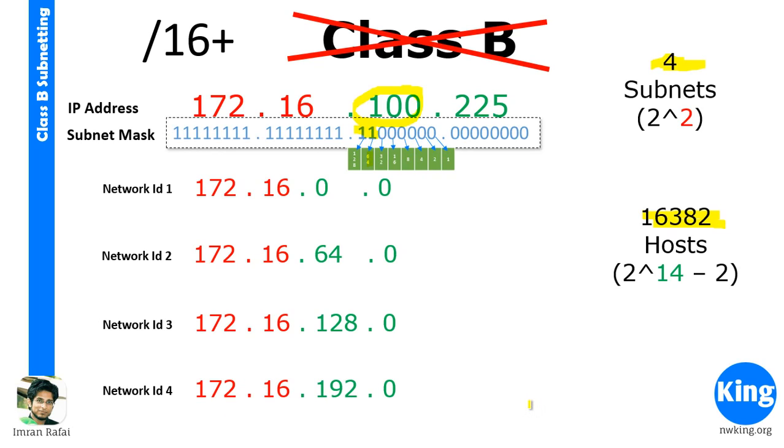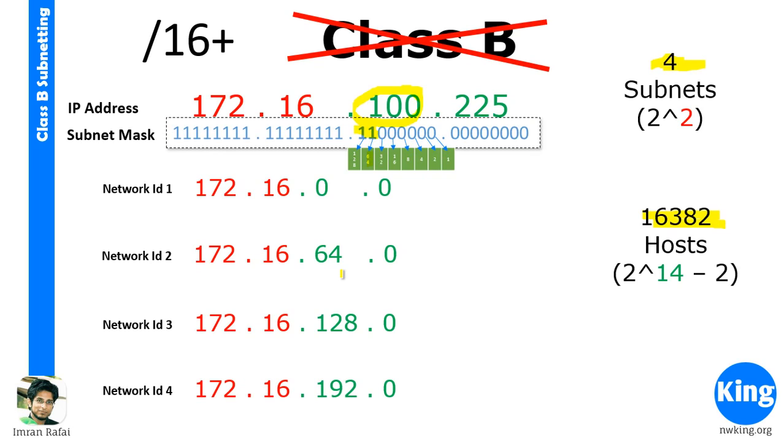Fantastic. How do we get the broadcast ID? Now that's the question. Again, it is the next network ID minus 1. So in the first case, it is 64.0, the next network ID, minus 1, which is 172.16.63.255.